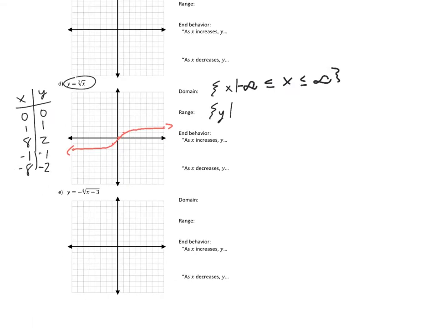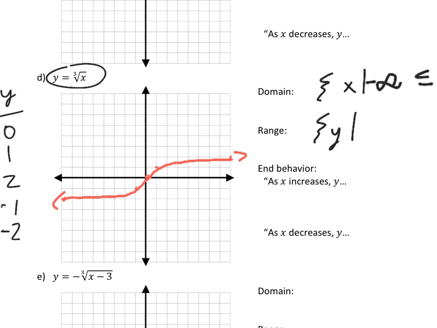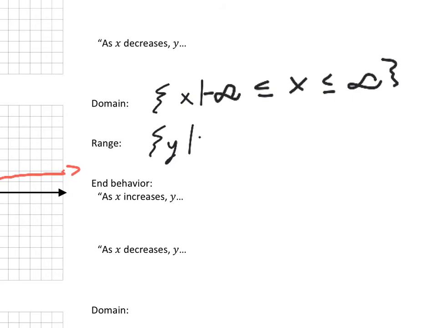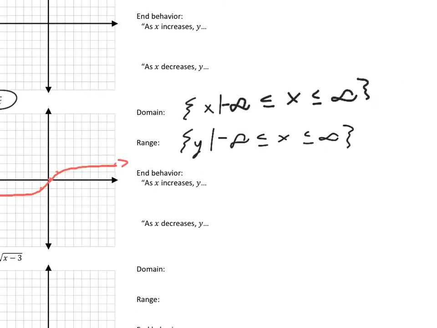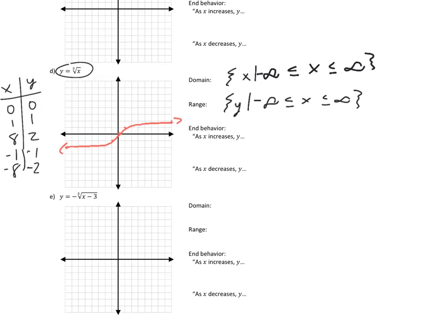Our range is our y values. It looks like we're in the middle of 0 here. We're going up on y and down on y. So it looks the same. Now we talk about the end behavior. As x increases, what happens to y? Well, x is going up here, increasing, and y is increasing. X is going down here, and y is also decreasing.